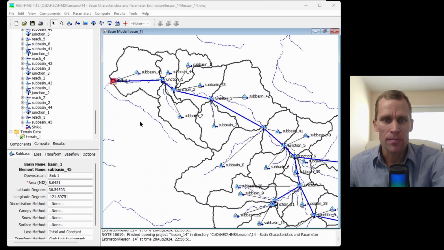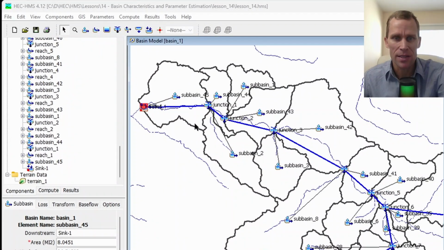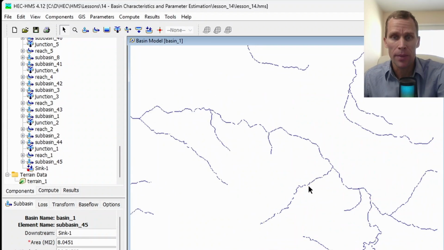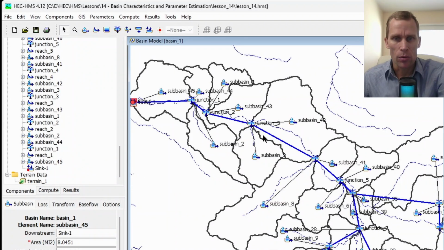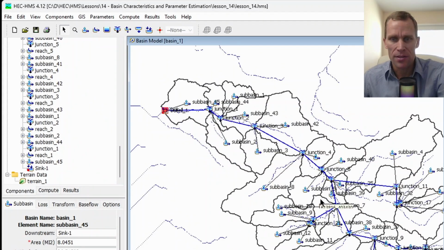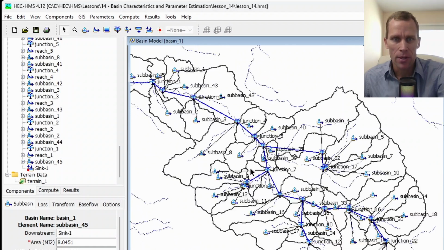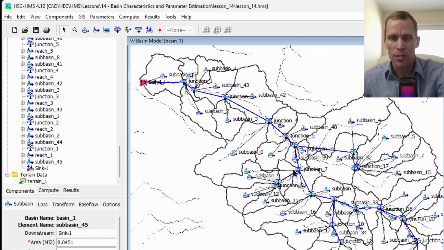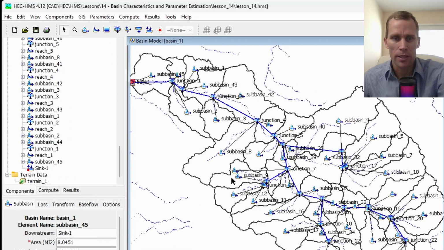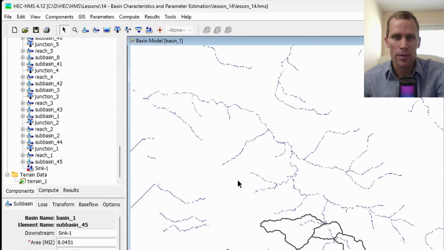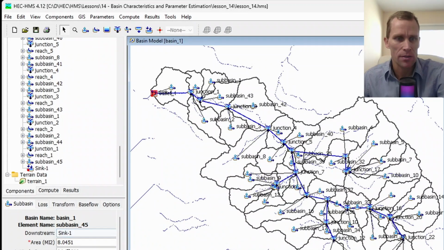All right, what I have on the screen here is HMS, and I have a sub-basin that's already been delineated based on watershed. So we're seeing a number of sub-basins here on the map. As I zoom out, we have the sub-basins, we have reaches, and we have junctions all labeled in. This particular example is on the West Coast, California, on the Central Coast.